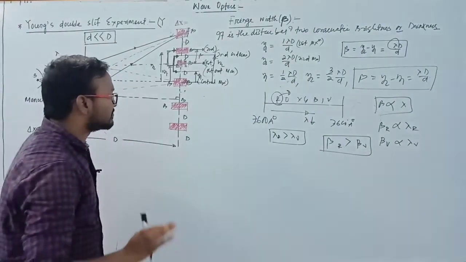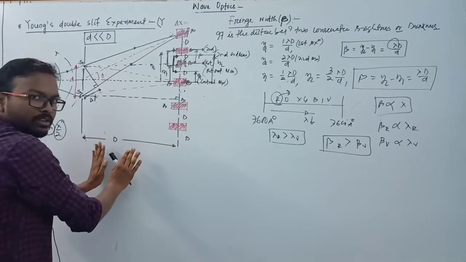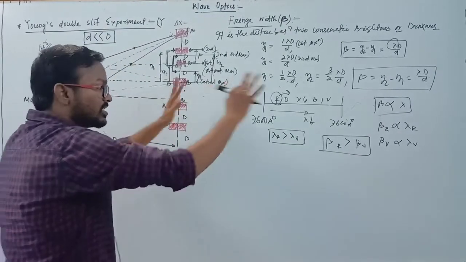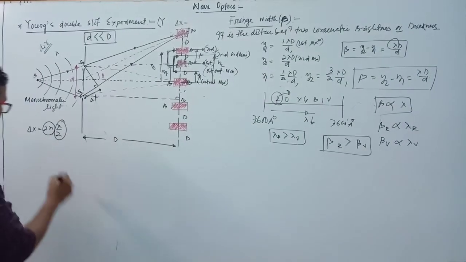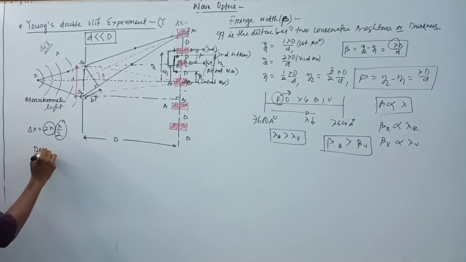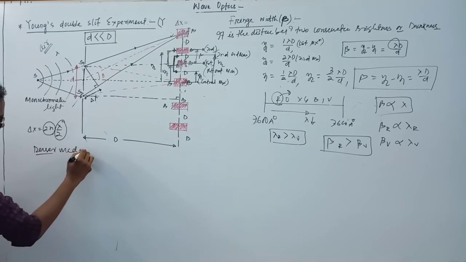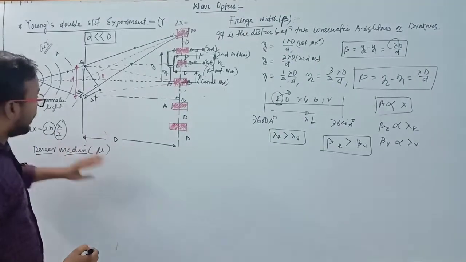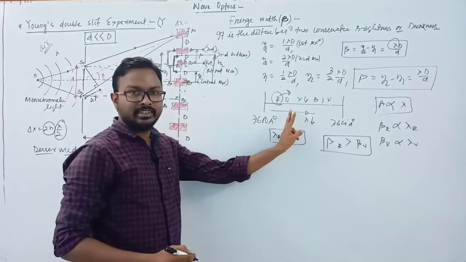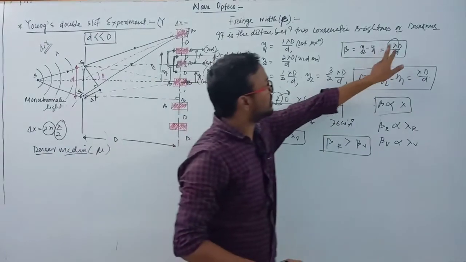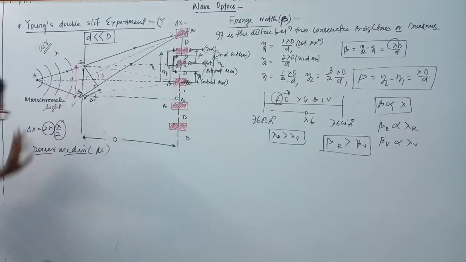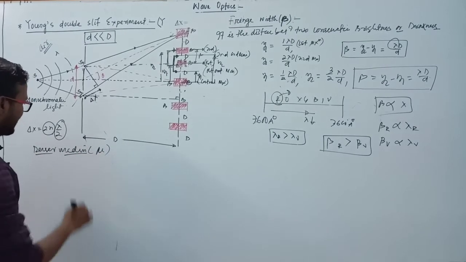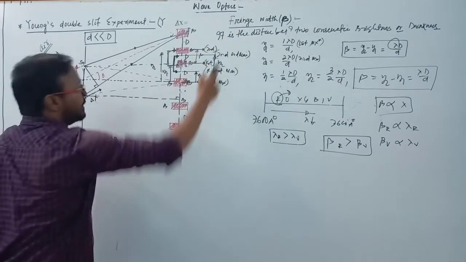Clear? Okay. Now, this total setup is placed in the air system. If this total system is now considered inside a liquid system, suppose another denser medium whose refractive index is mu, then what will be the fringe width? So in the air medium the fringe width is equal to lambda D by d. If we place this system inside another denser medium, suppose a liquid of refractive index mu, then what will be the fringe width beta?